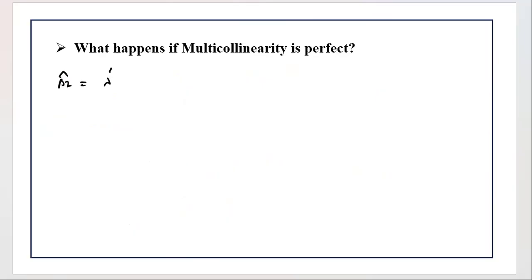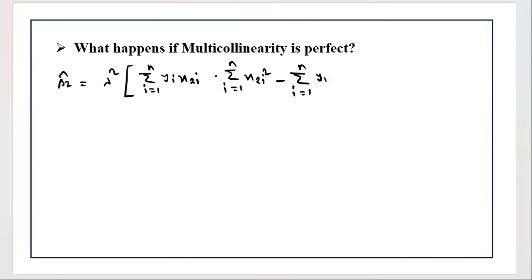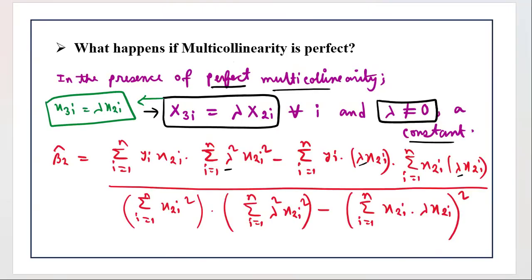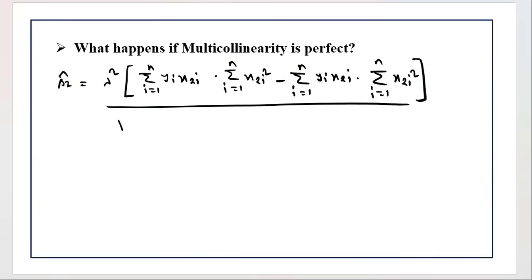So beta 2 cap will be lambda square and summation i from 1 to n, this will be y_i x_2i, summation i from 1 to n x_2i square, minus summation i from 1 to n y_i x_2i, summation x_2i square, right? And in the denominator, you can also take out lambda square. Here you have lambda square, and here also you have lambda square. So take that out.